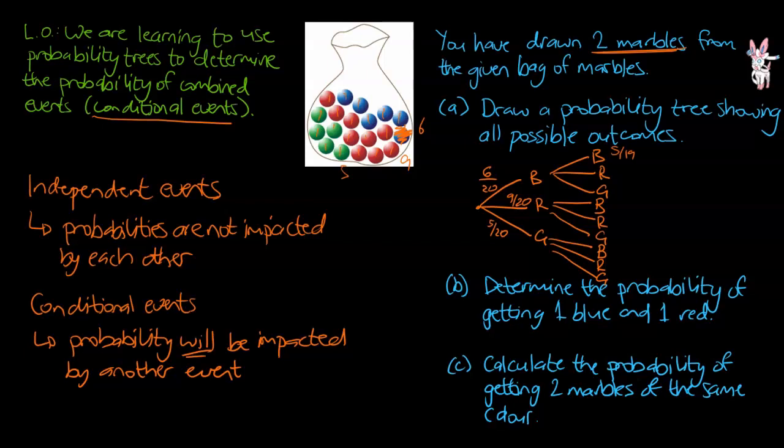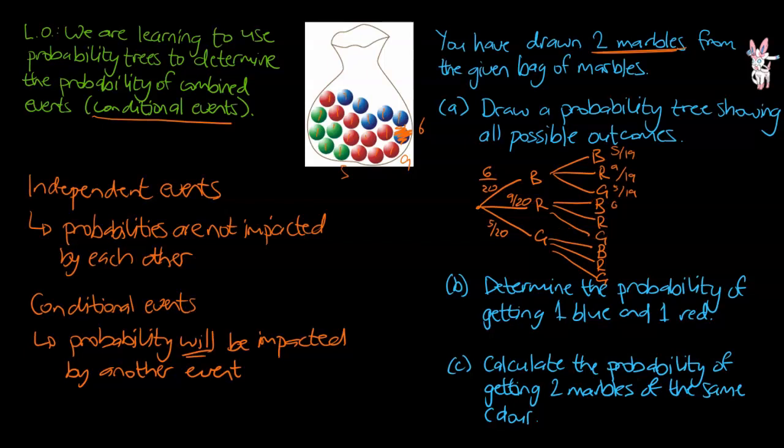So red, there's still 9 red out of 19. And green, there's 5 out of 19. So those ones haven't changed, just the blue number 5 has changed. We're now going to have a look, while we draw a red marble to start off with, what's happening.